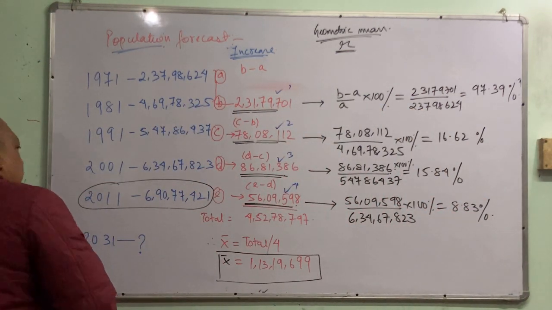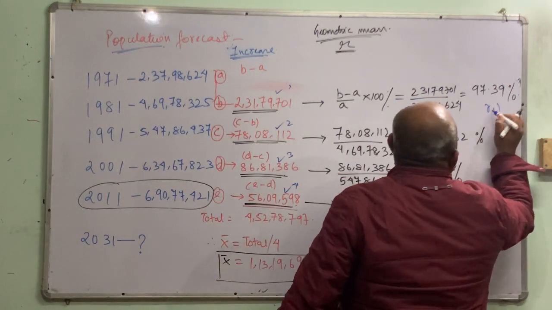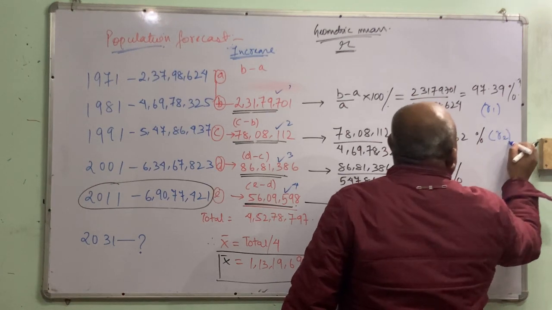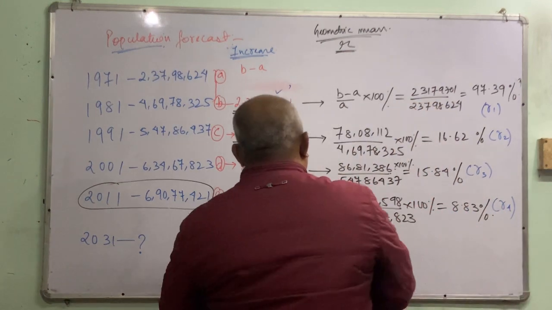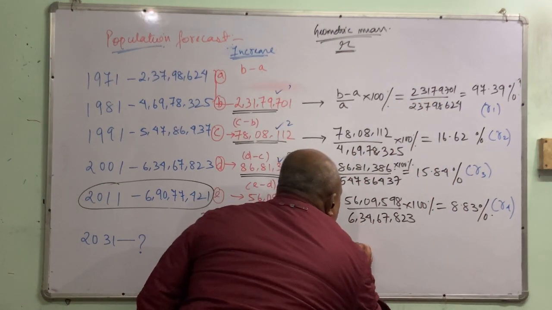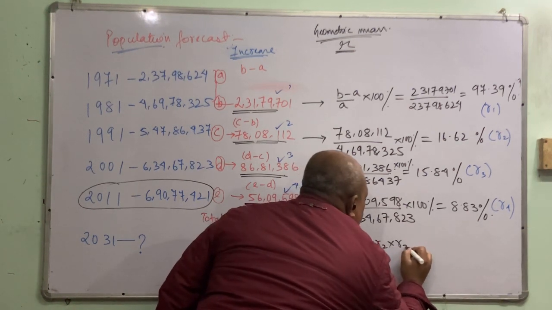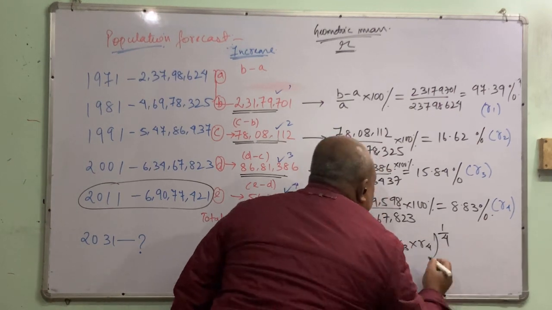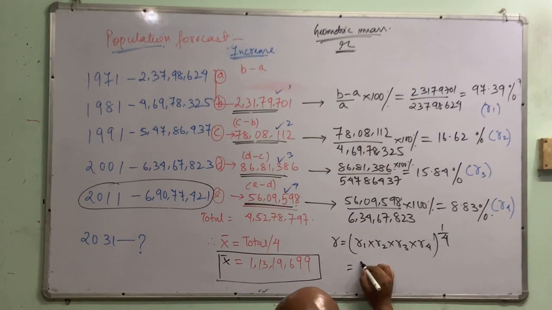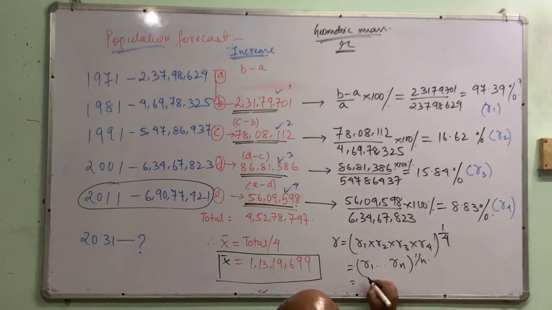Now please see over here. This is R1, this one is R2, this is R3, this is R4. Okay, then what is R? R is equal to R1 into R2 into R3 into R4 to the power 1 by 4. Or you can say this is R1 to Rn to the power 1 by n. Okay?